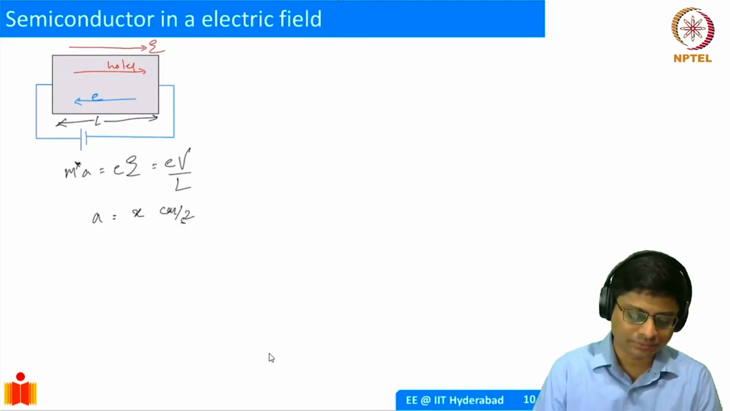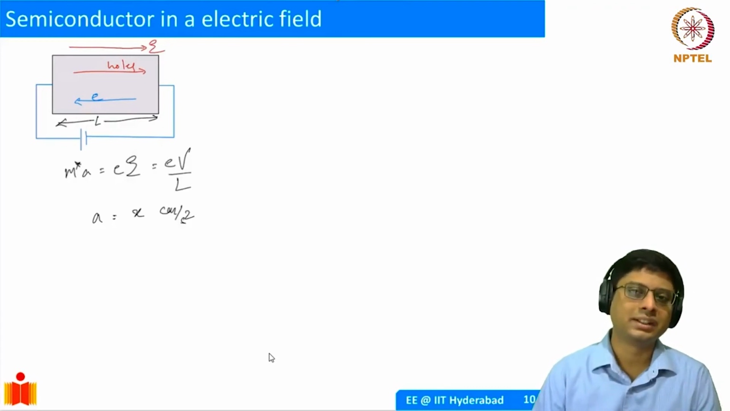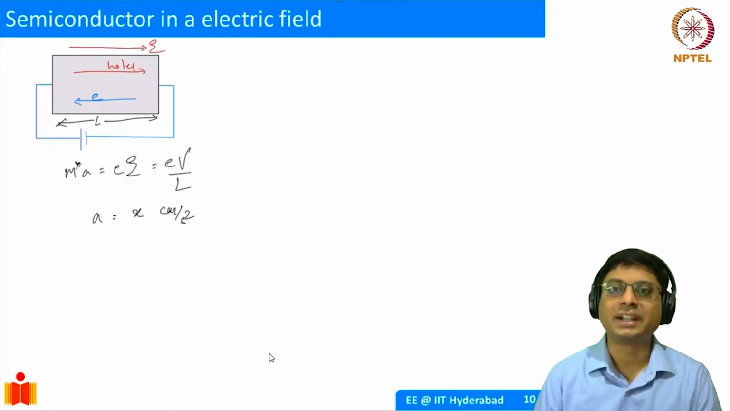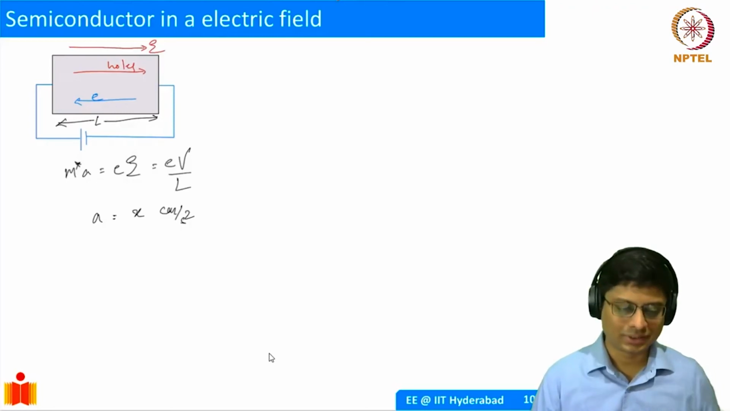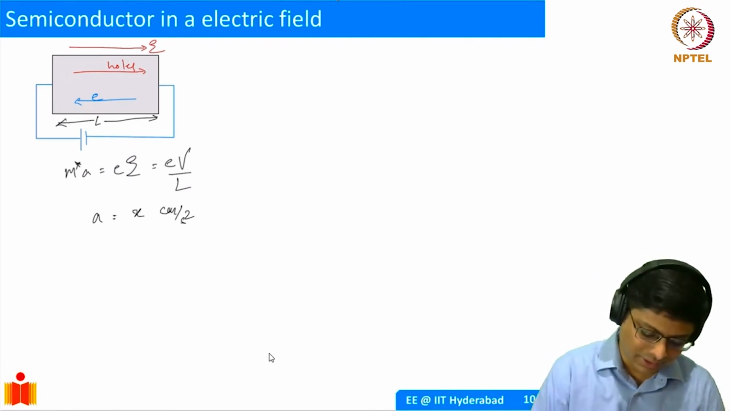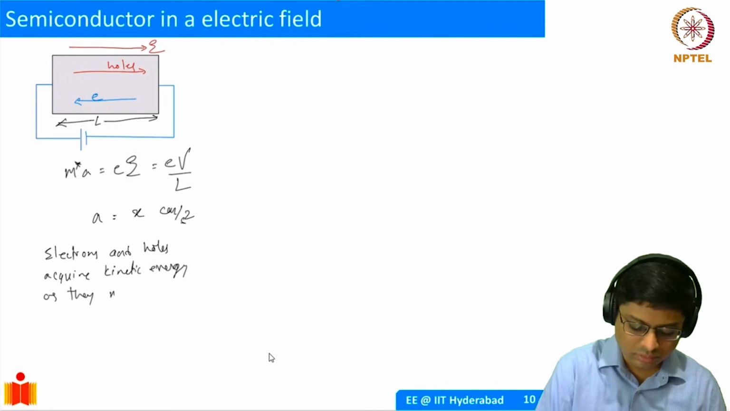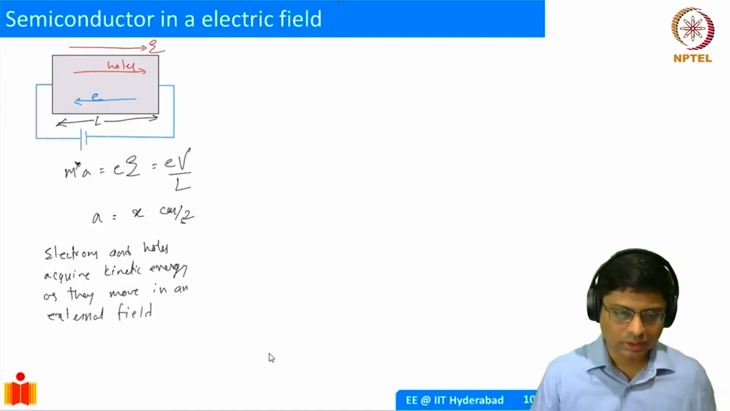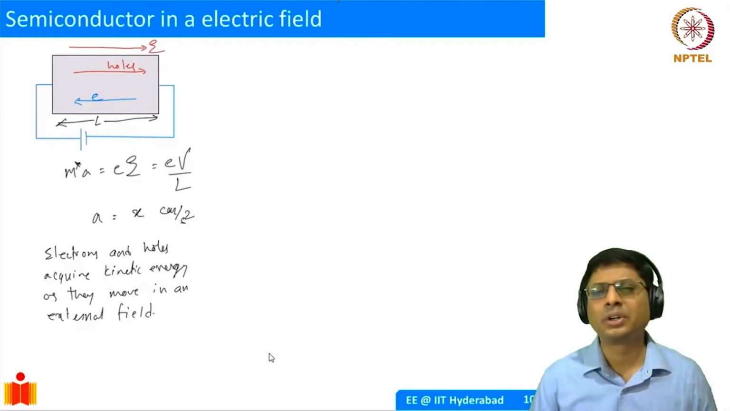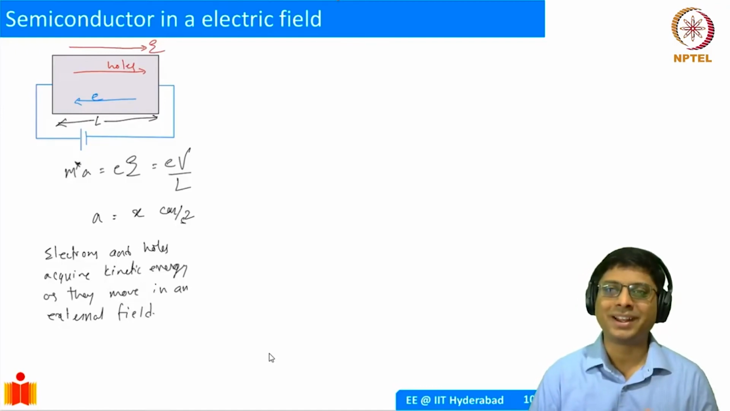So what it means is, as the electrons move in the semiconductor, they're going to acquire some kinetic energy. Okay. So let's just summarize that electrons and holes acquire kinetic energy as they move in an external field, right? So now we want to capture that in a band diagram.